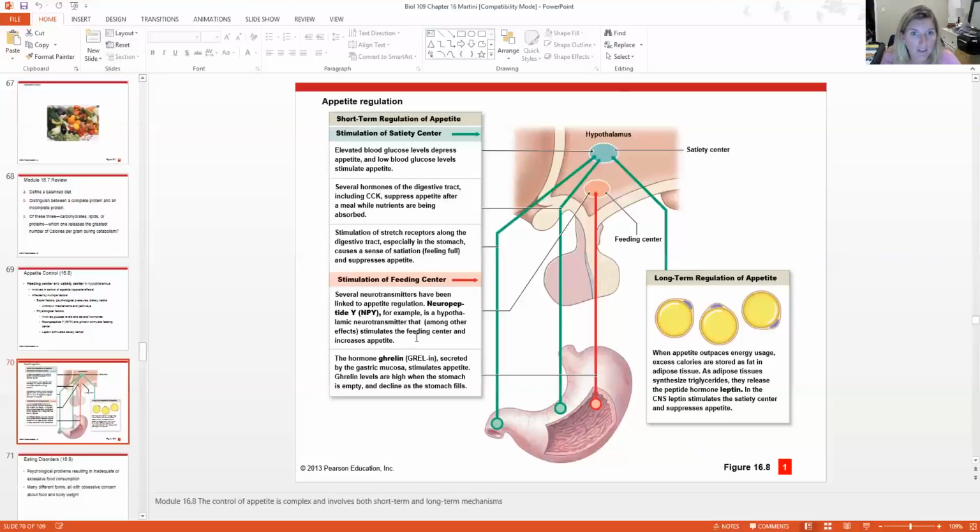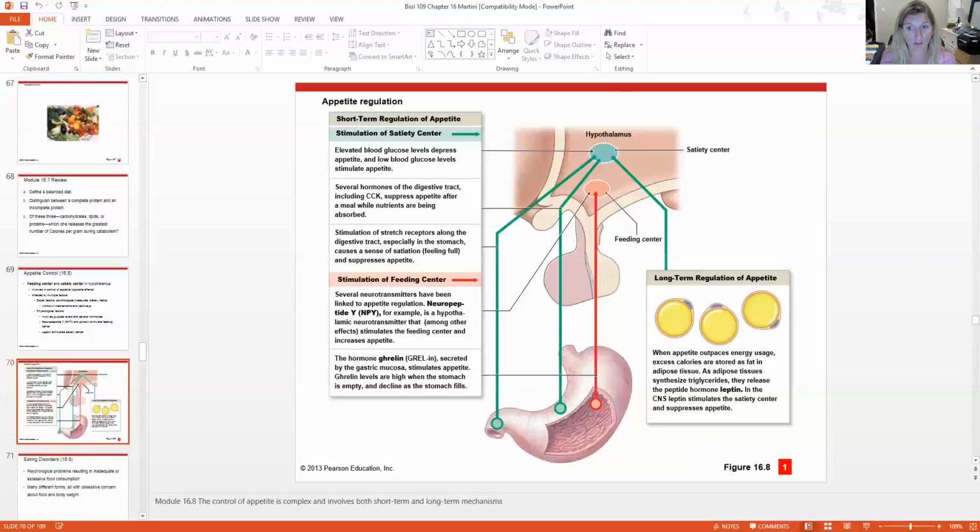Our feeding center is going to be activated when neuropeptide Y, for example, is stimulating the feeding center to produce that appetite. Or ghrelin, when our stomach is empty and the stomach is basically sitting around saying, I'm empty, I need something in me. So ghrelin will be released, causing you to be hungry.